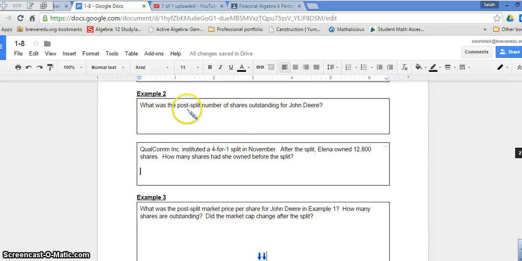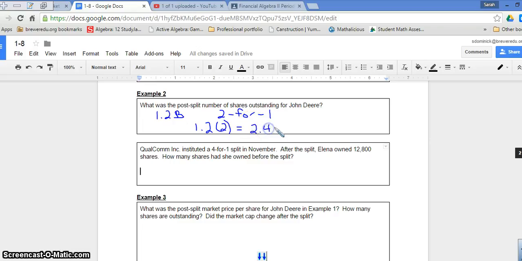Example 2 says, what was the post-split number of shares outstanding for John Deere? So before the split, they had 1.2 billion. They did a 2-for-1 split, so you get 2 shares for every 1 share you used to have. So you just need to multiply the 1.2 billion by 2. Every one of those 1.2 billion shares is now 2, so you would get 2.4 billion.